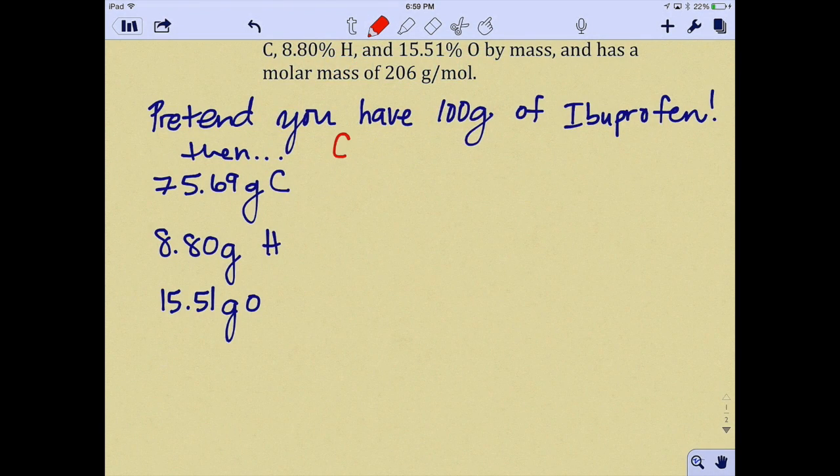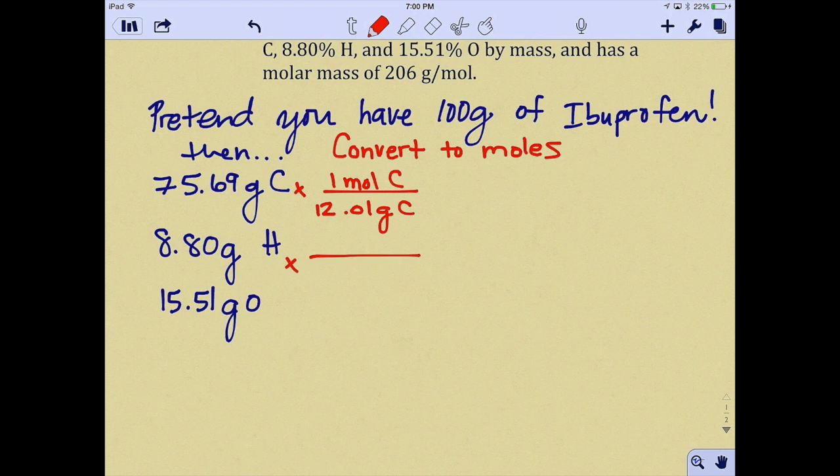Now we're going to convert all of these grams into moles, because moles are our best friend. And moles will help us figure out the ratio of the carbon atoms and the hydrogen atoms and the oxygen atoms in our sample. So I'm going to divide my grams of carbon by the molar mass of carbon, 12.01 grams per mole. I'm going to divide the hydrogen by 1.008 grams per mole, and the oxygen by 16.00 grams per mole.